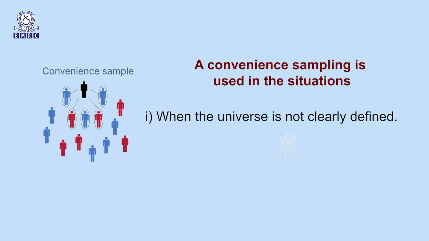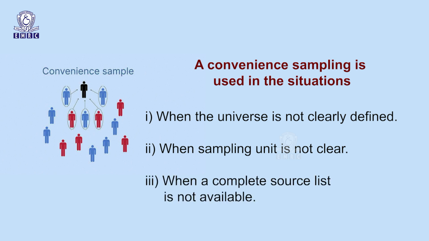A convenience sampling is used in certain situations. Now let us discuss about them. The first one is when the universe is not clearly defined. The second one is when sampling units is not clear. And the third one is when a complete source or list is not available.